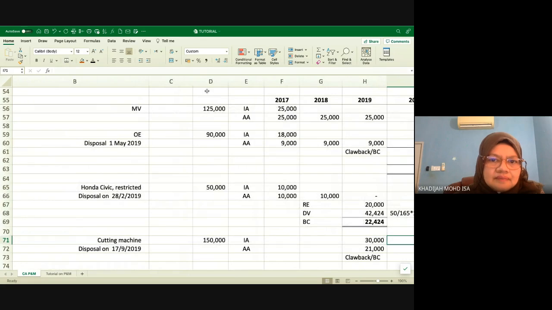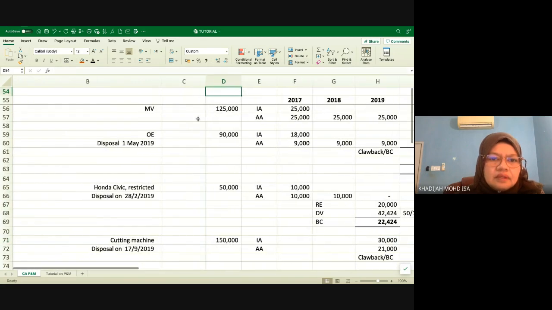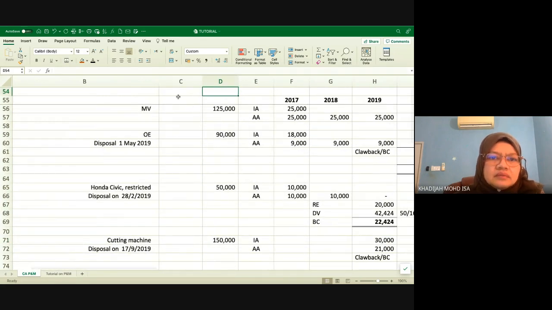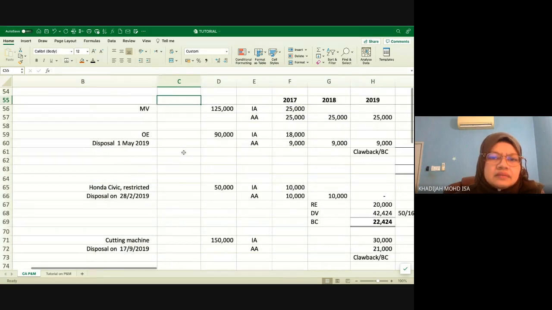Mana dia? Apa dia tak nak pula ni? Kan sebab I freeze dia kot. Dia tak nak pergi naik atas.